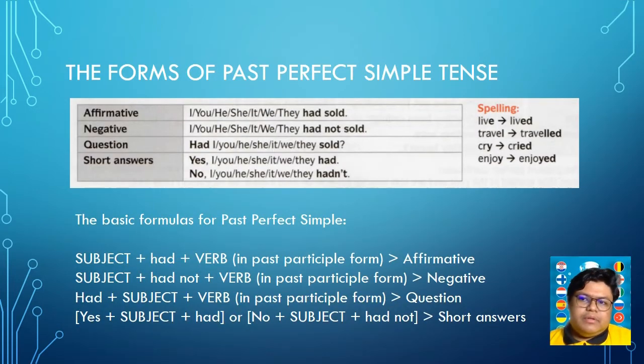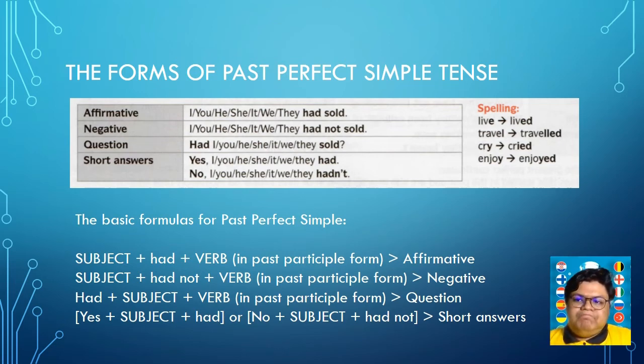Okay, so now let's talk about the forms of past perfect simple tense. Okay, so when we are writing an affirmative sentence, okay, maksudnya sentence yang positif, okay, we write the basic formulas are subject plus had plus verb in the past participle form. Okay, when we are writing affirmative, contohnya kat situ tu lah, I, you, he, she, it, we, they had sold. Okay, had plus sold. Sold is the past participle for sell.